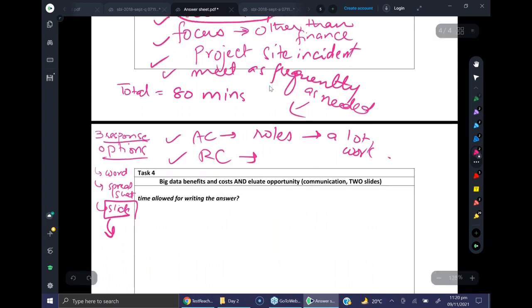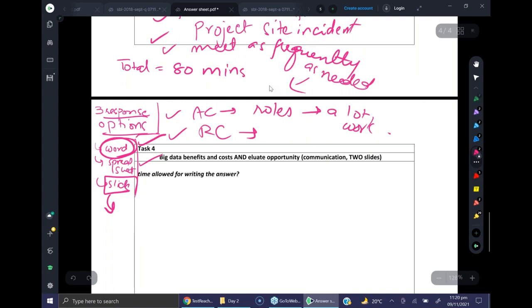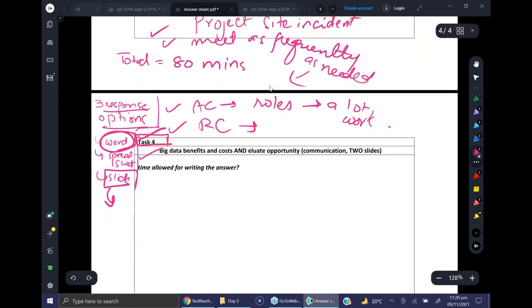Now, I'm telling you that there are 3 response options in the exam. Most of the time the answer goes in the Word format. If there are some calculations, you can use the spreadsheet, but please be very careful about mentioning the number of the question and the part you are solving, on both Word and spreadsheet. Slides are only used when the slides are clearly required, like in task 4, where you're supposed to make 2 slides.